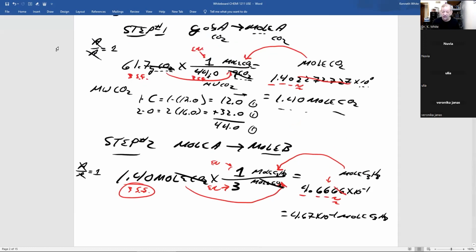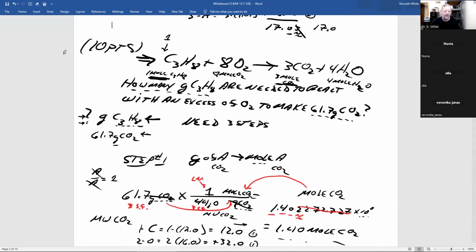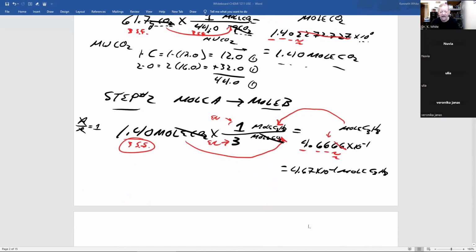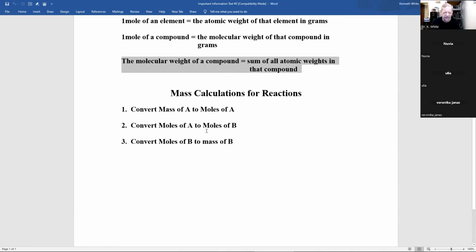Well, I got moles of C3H8. Oh, look, we're trying to get grams of that. So now we need step number 3. And in the past, students would have to memorize this. You'll be given that. And step 3 is moles of B to mass of B. Whenever you see the word mass, think grams.